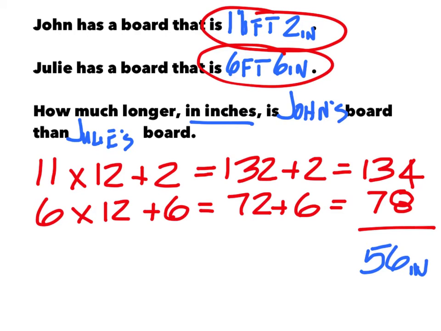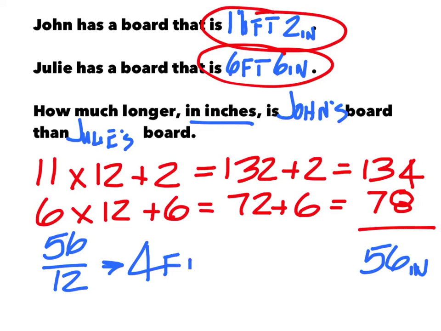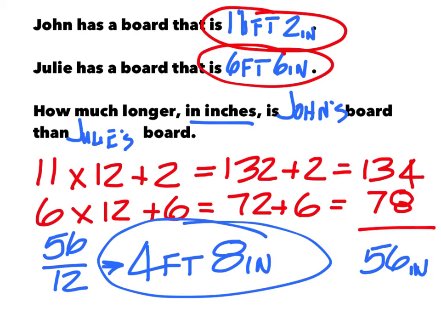You must convert that into feet and inches. So 56 divided by 12. 12 goes into 56 4 times, which is 48. And the difference between 56 and 48 is 8. If you have 4 feet 8 inches, come on up here and point it out.